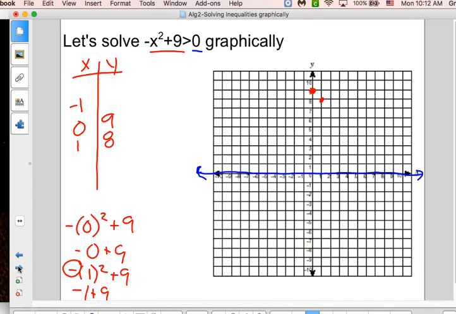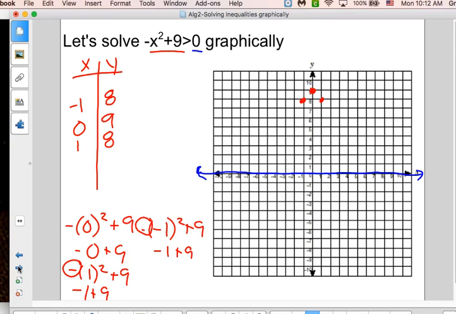-1. So -1 squared plus 9. So -1 squared is -1 times -1. 1, but then we have this negative in front, so what is it really? -1. So that negative happens after you square it. So it's -1 plus 9. Parabolas are symmetric, so you'll get repeat numbers like that.